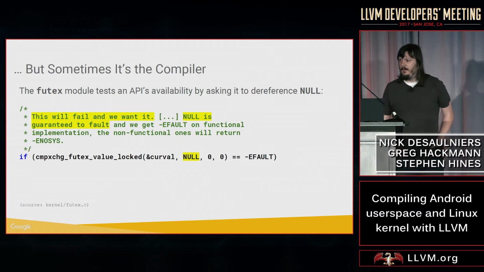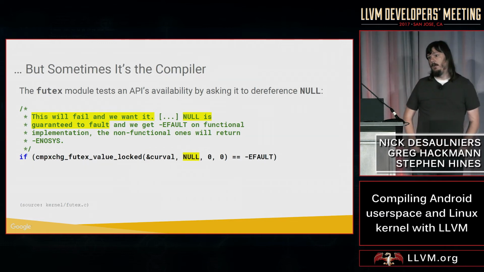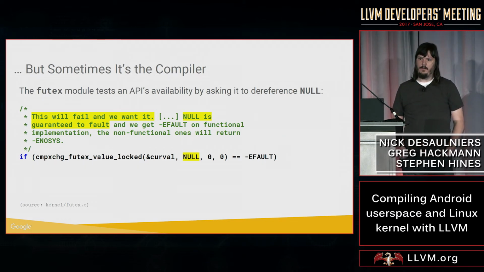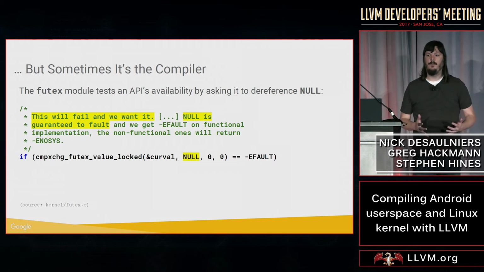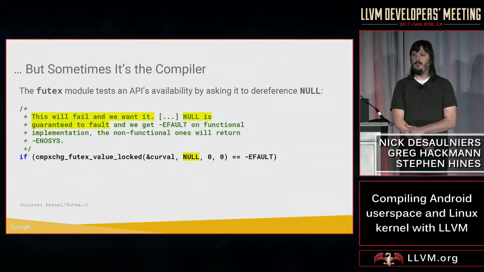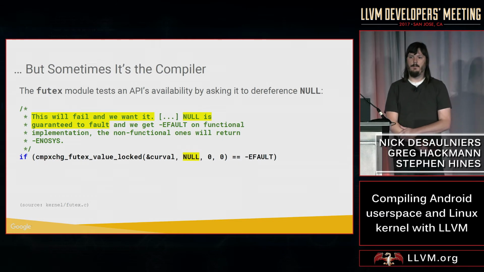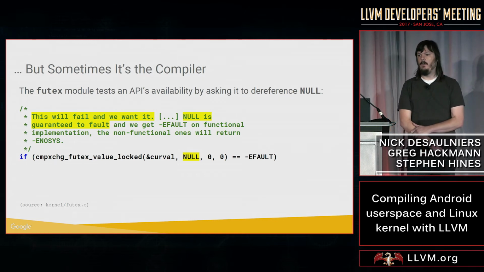But in some cases, as Steven noted, it is actually a compiler bug. So here's the futex module that I talked about. The futex module does something that's kind of interesting, which is it needs to know if a particular kernel API is available. It doesn't know this until runtime. And this is a potentially destructive operation because it does compare and exchange, as the name implies. So they don't want to pass in a valid pointer not knowing what will happen to it.